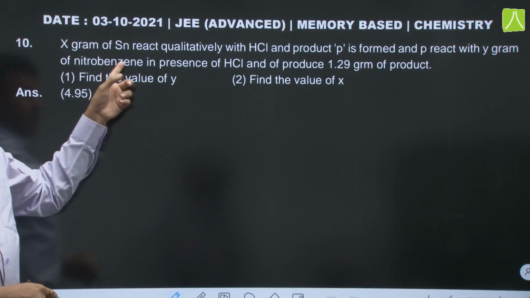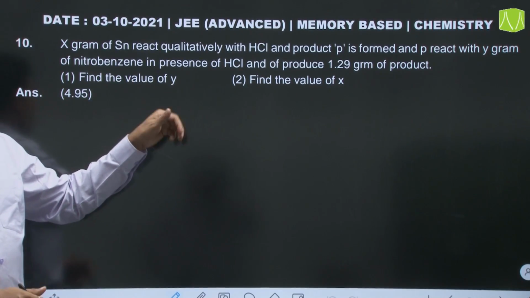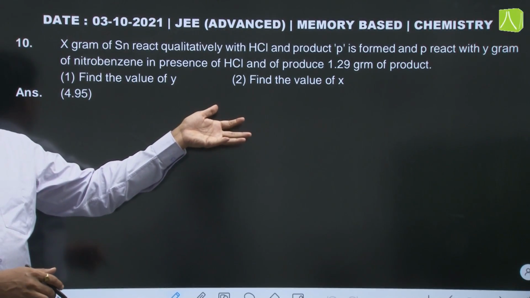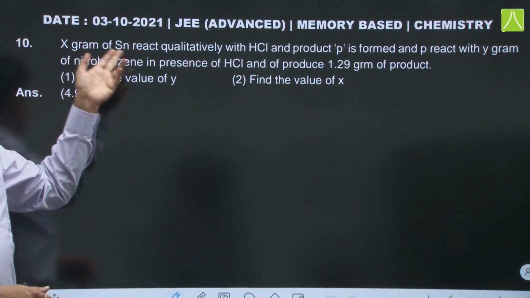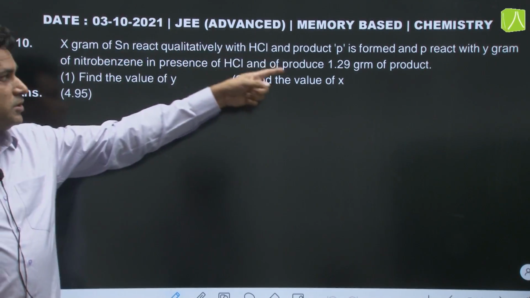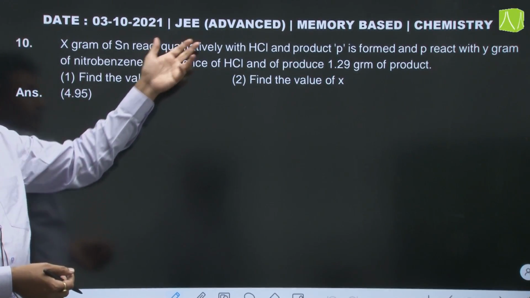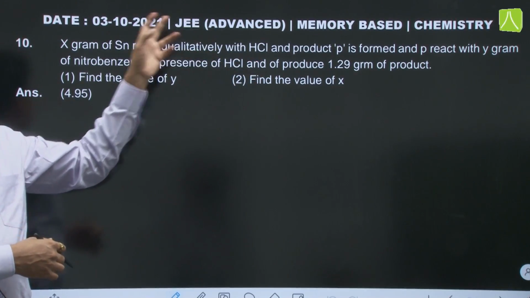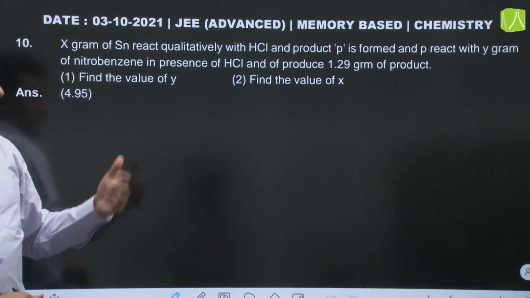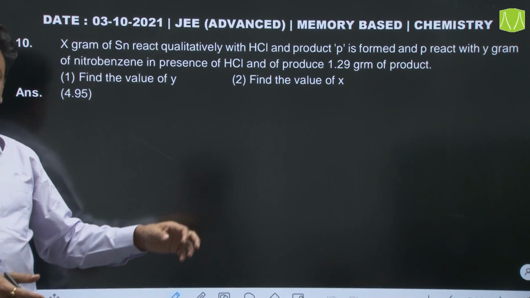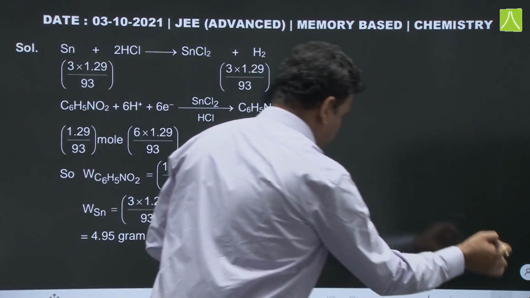Now to reduce nitrobenzene into aniline, 1 mole of nitrobenzene will require 3 moles of SnCl2. And 3 moles of SnCl2 will be produced by 3 moles of tin. So if the moles of nitrobenzene or aniline are known to us, then we can calculate moles of SnCl2 required and moles of Sn. So again, it's not a straight question involving the reactions; redox reaction as well as concepts from the organic chemistry side. So it's a mixed question. We can say it's a tough question.